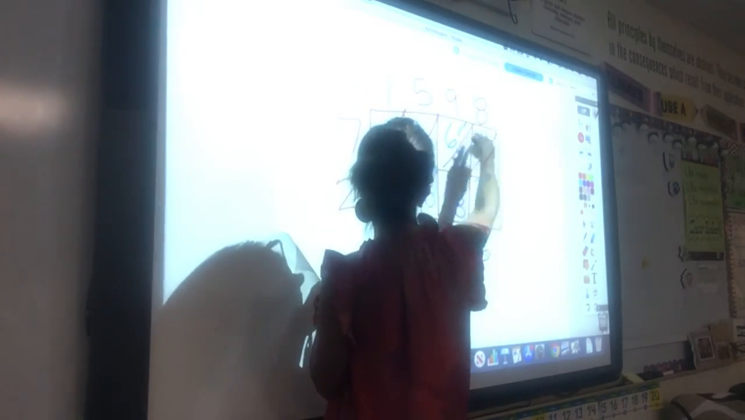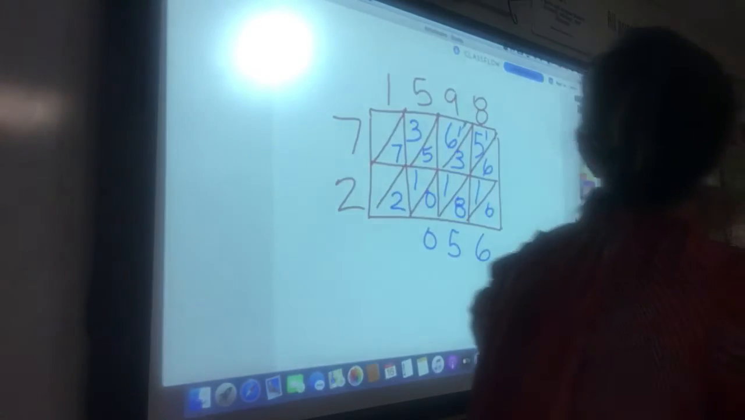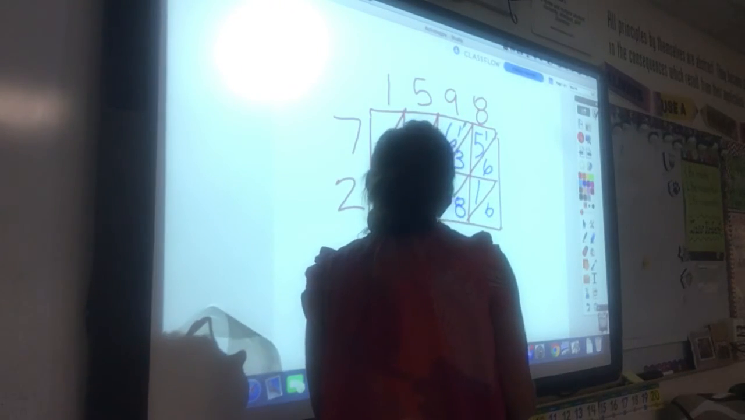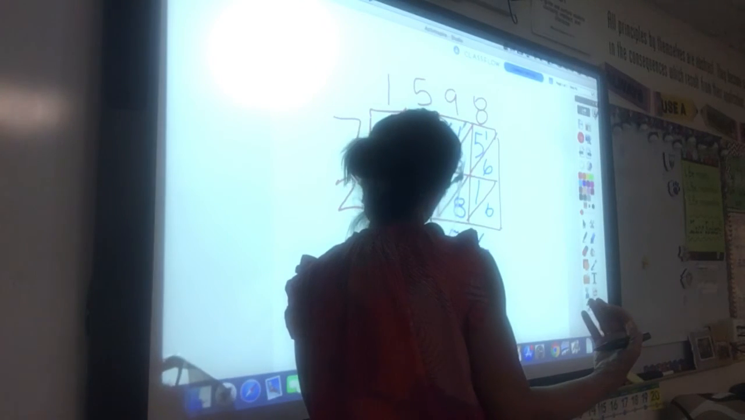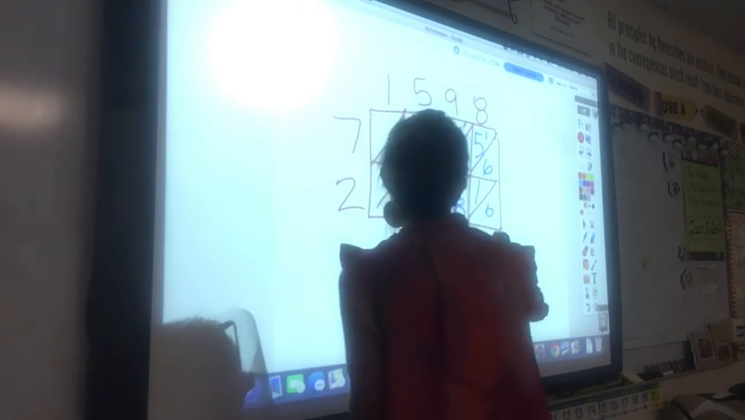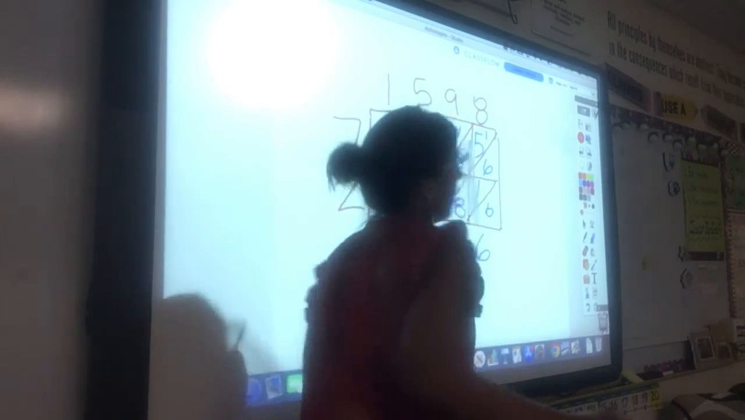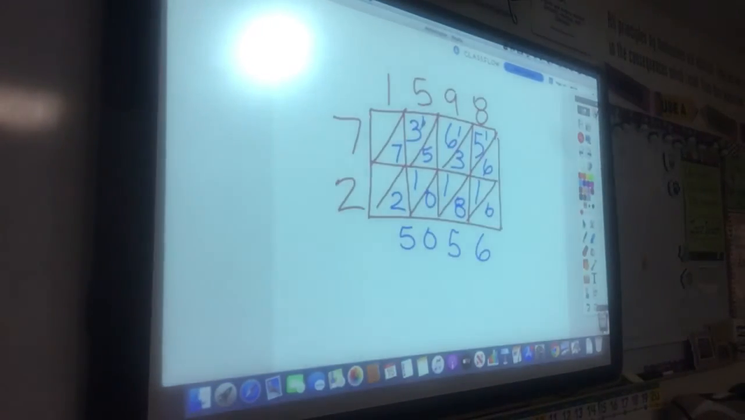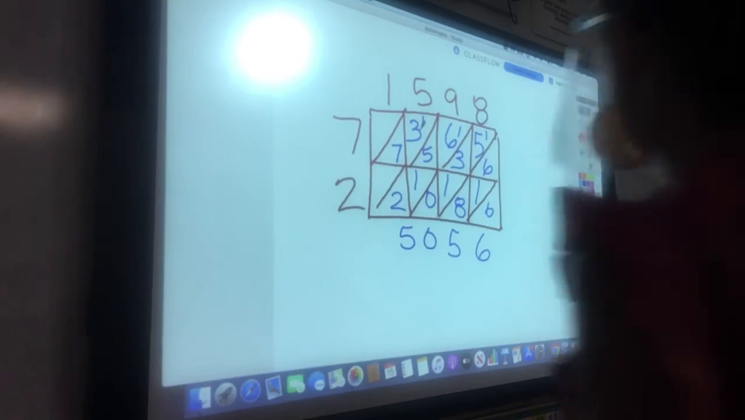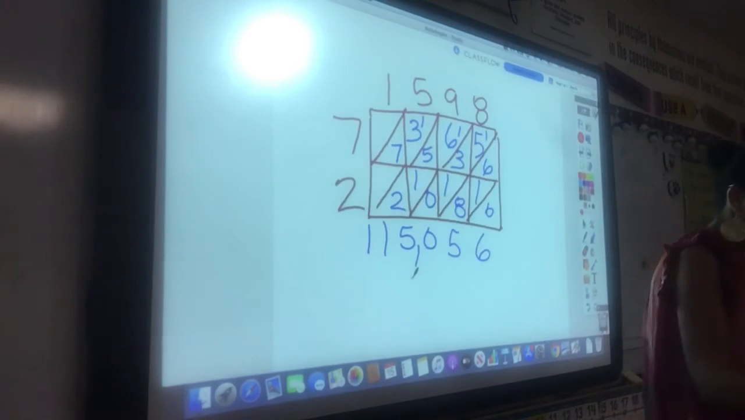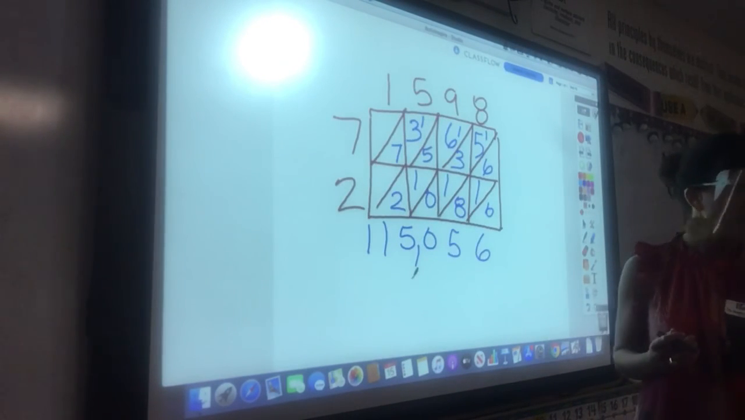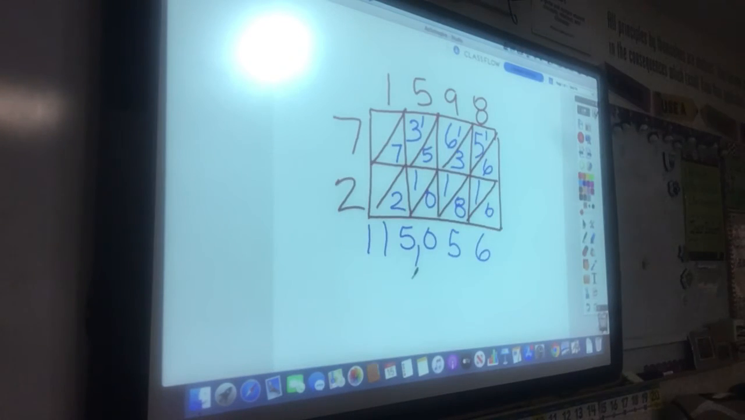So we have 6, 6, and 3, which would be what? 6 and 6 is how much? 12, plus 3. 15. So 5 goes here, and 1 comes up. Sorry, I was looking at the wrong number, because I've already answered it. And 7 and 3 is 10 plus another one, which would be what? 11. So we get 115,056. Exactly.